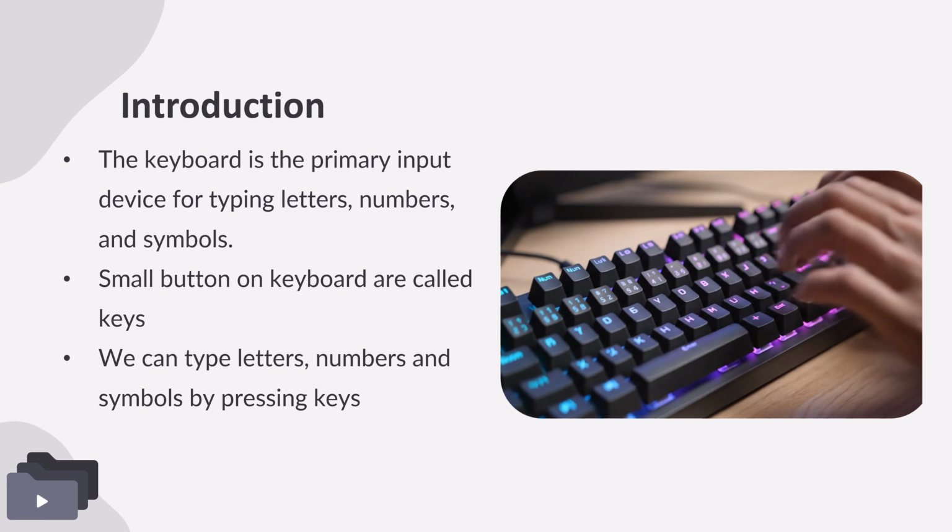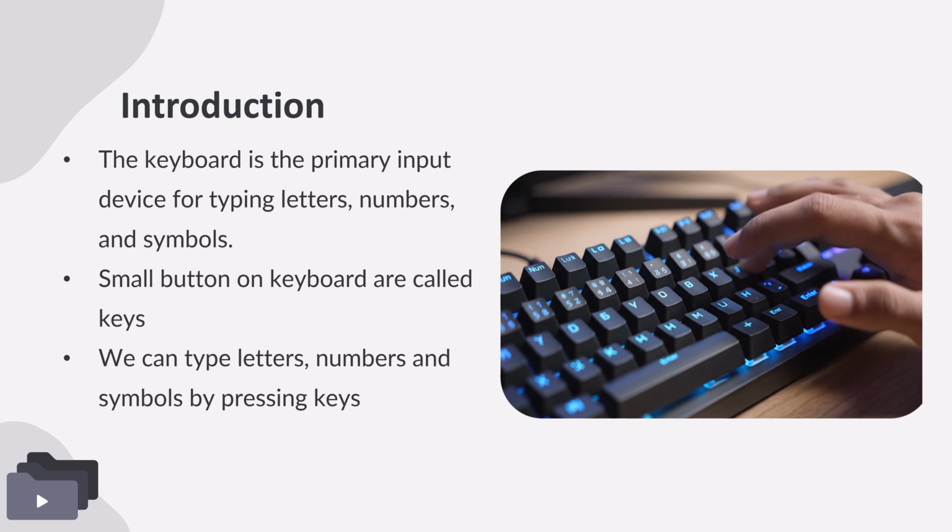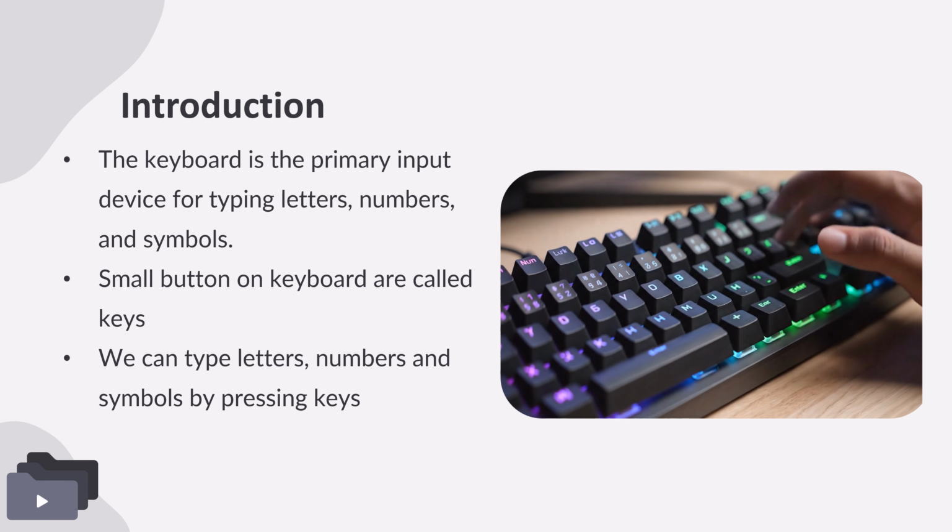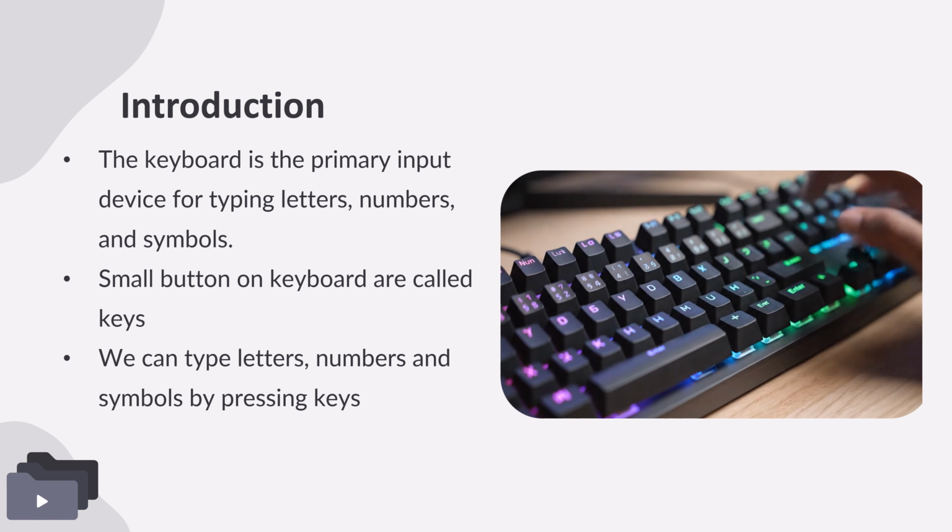Let's check the meaning of the keyboard. The keyboard is the primary input device for typing letters, numbers, and symbols. And on your keyboard you will see a lot of buttons. Those are called keys. We can type letters, numbers, and symbols by pressing those keys.